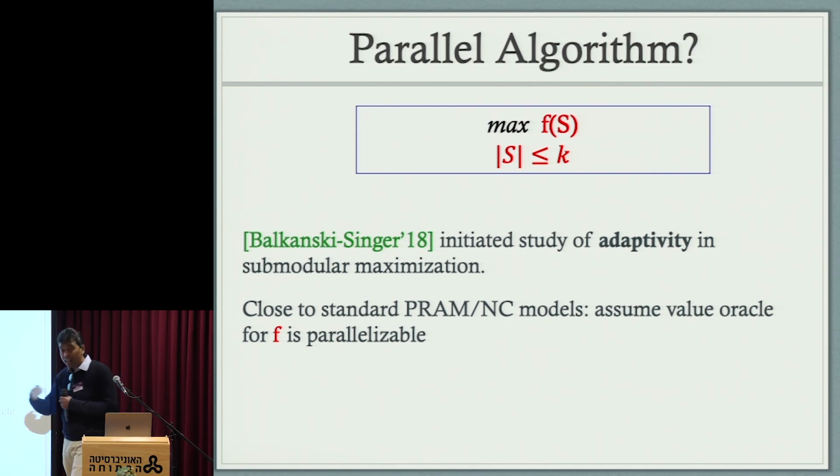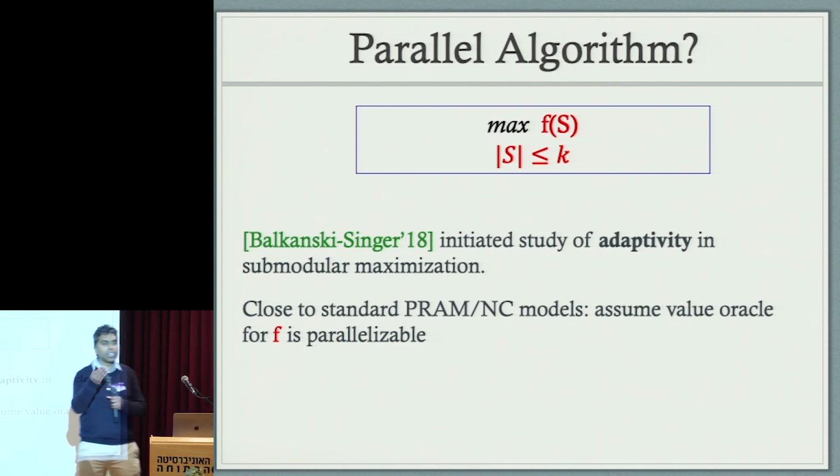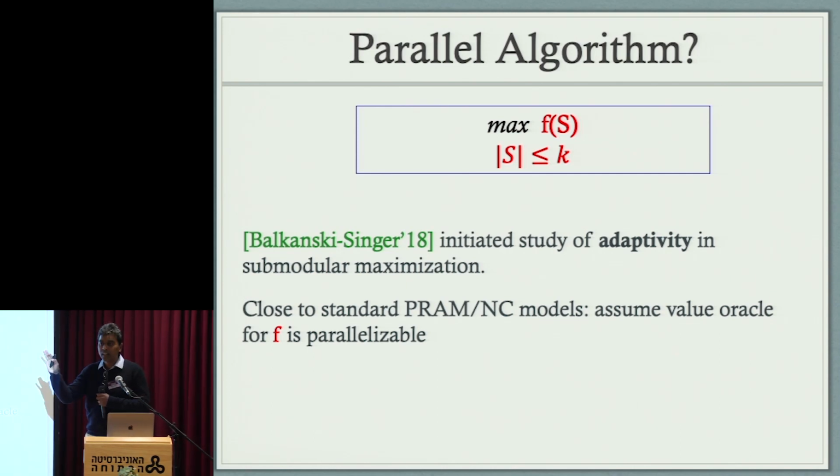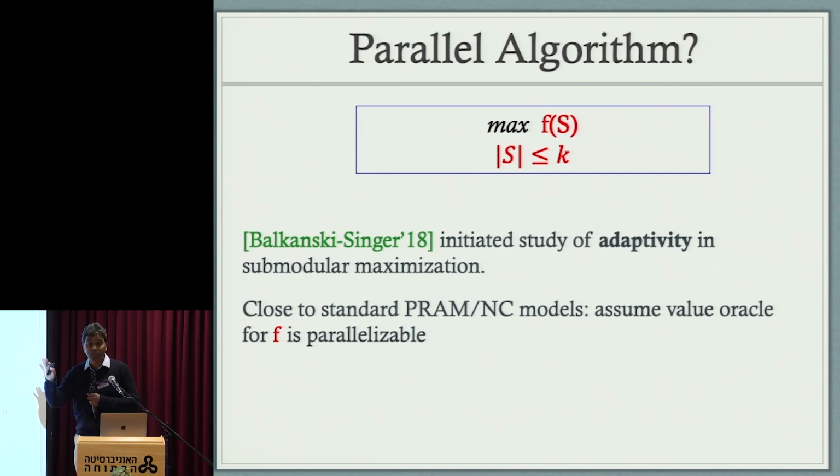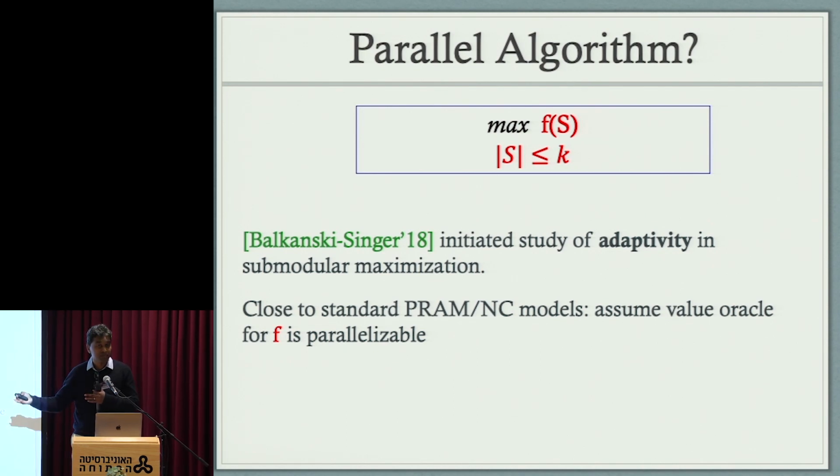So parallel algorithms for set cover and maximum coverage are classical, and a lot of people have them. There are several STOC papers on parallel algorithms for set cover and maximum coverage. So this is a much more general version of that. You want to maximize an arbitrary submodular function given as a value oracle subject to a cardinality constraint. So can we parallelize it?